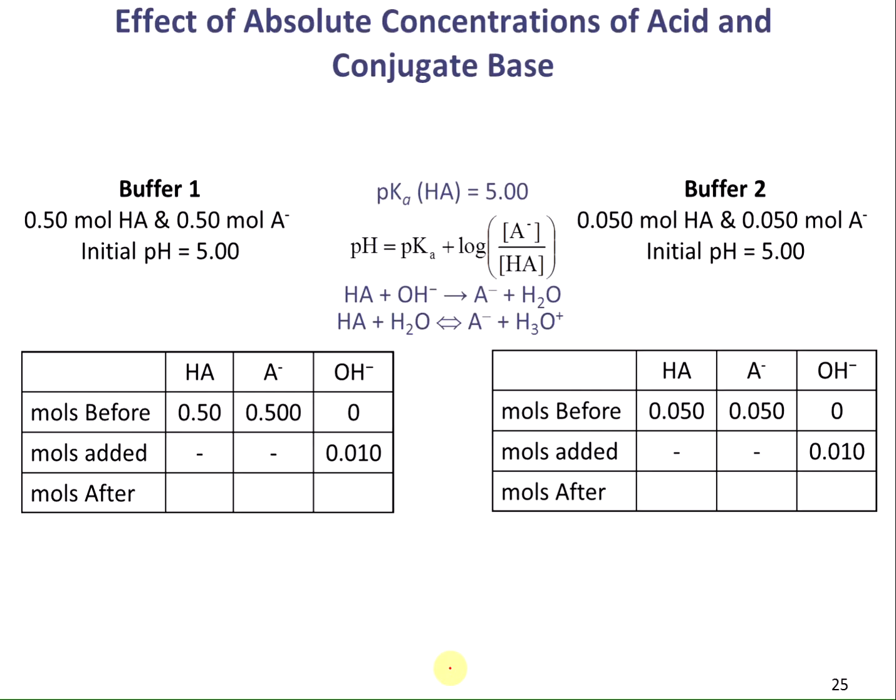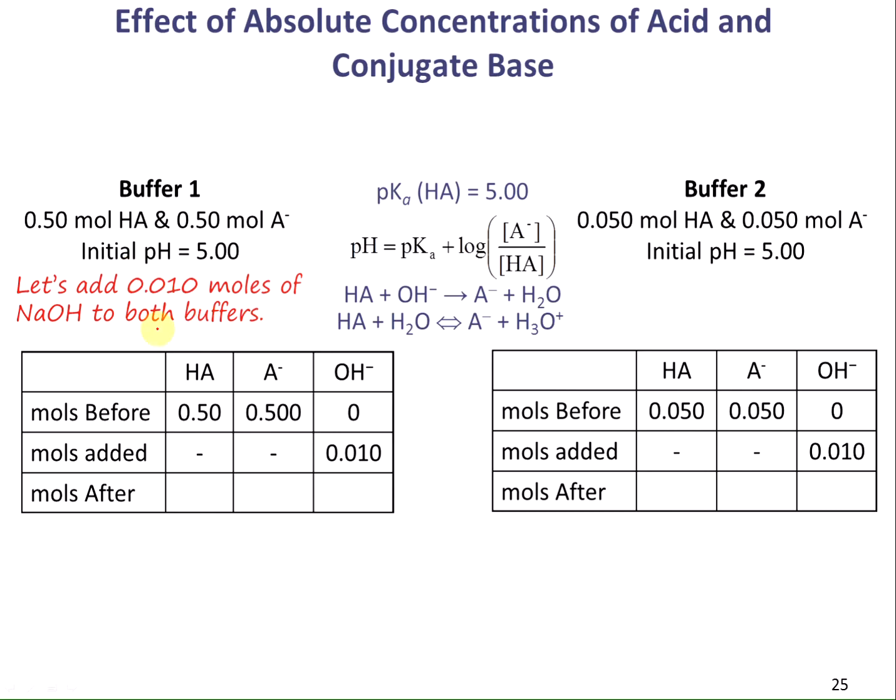So in the previous slide, we were comparing the effects of relative concentrations of the acid and base. Now we want to look at the effect of absolute concentrations of acid and conjugate base. In buffer system 1, we have 0.5 moles of the weak acid and 0.5 moles of the conjugate base. And in buffer system 2, we have 0.05 moles of HA and 0.05 moles of the conjugate base. So we have a tenth of the acid and base in buffer system 2 that we do in buffer system 1. Again, we're going to add 0.01 moles of sodium hydroxide to both buffers and see how that affects the pH.